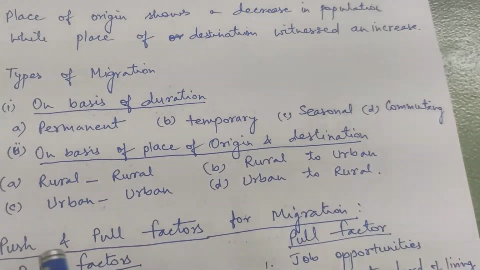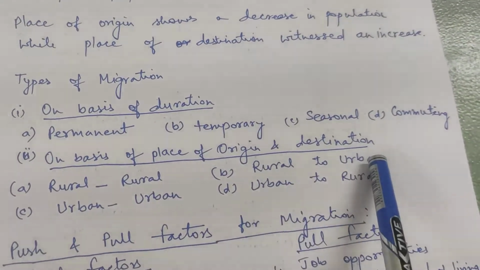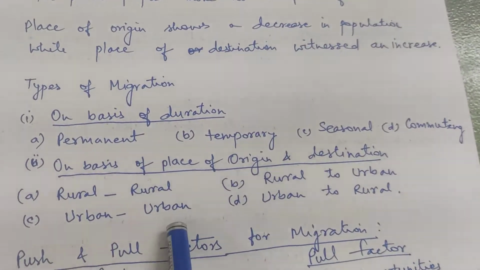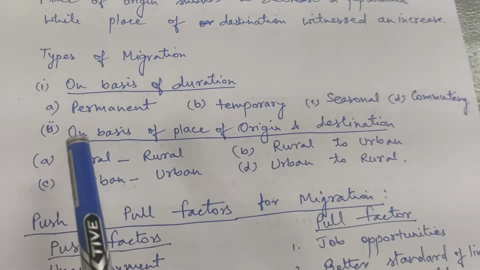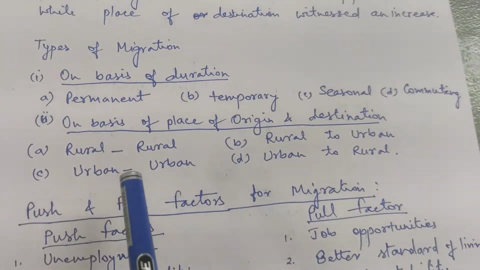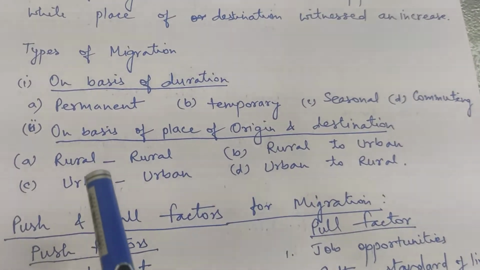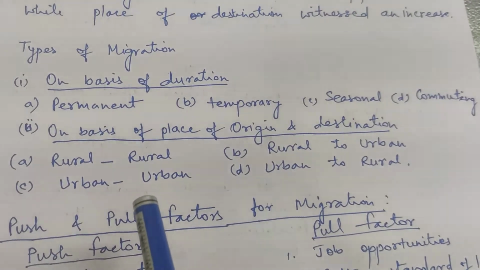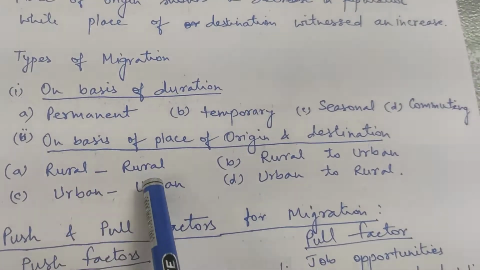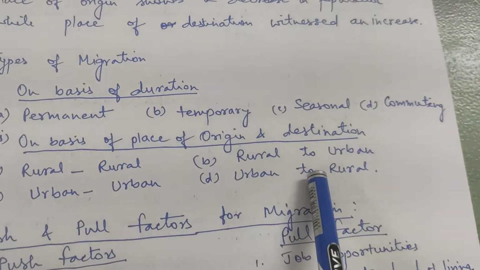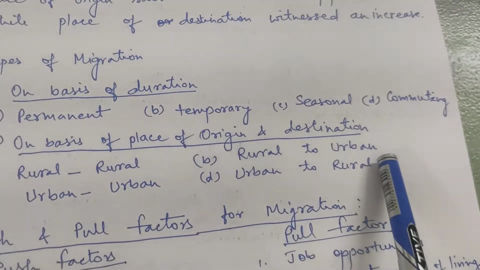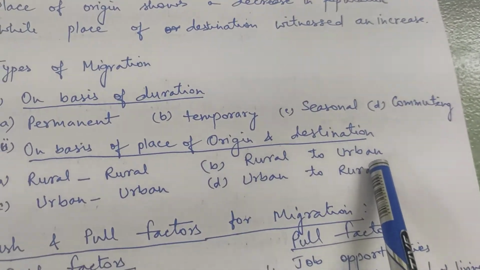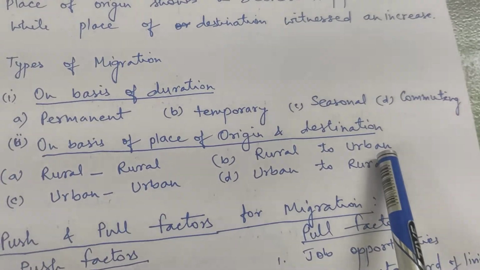On the basis of place of origin and destination: A, rural to rural; B, rural to urban; C, urban to urban; and D, urban to rural. Rural to rural is like when a family increases, then some members leave the village and live in another village. There may be many examples of that. Rural to urban is the most general and most common type of migration. People move to urban places for many purposes: employment, education, health, better standard of living, etc.